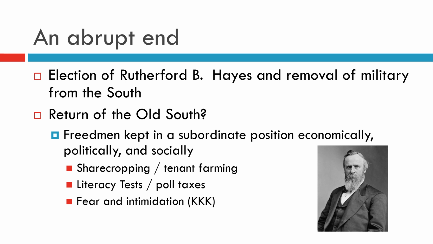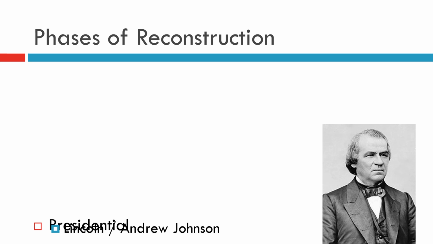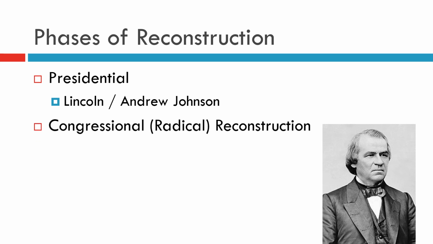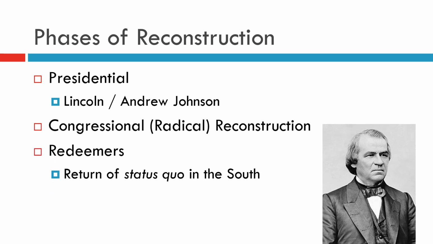And of course, there's this social inferiority that's created through fear and intimidation by groups like the KKK and the White League. In terms of the phases of Reconstruction, there's presidential Reconstruction, first with Lincoln, continued by Andrew Johnson, shown there in the bottom right-hand corner of your screen. This is much more lenient, relatively speaking, than congressional, or what is also known as radical Reconstruction, which Congress took over and greatly reshaped the South in a northern image. And then the final phase of Reconstruction, after the election of Hayes and the removal of the military, is the Redeemer phase, as Southerners take control once again of their local governments.